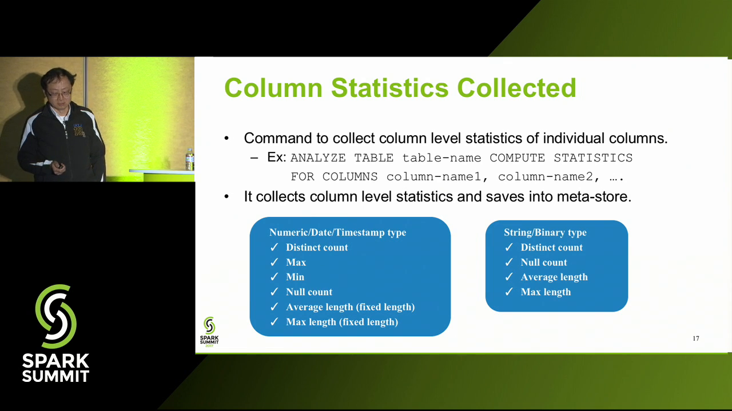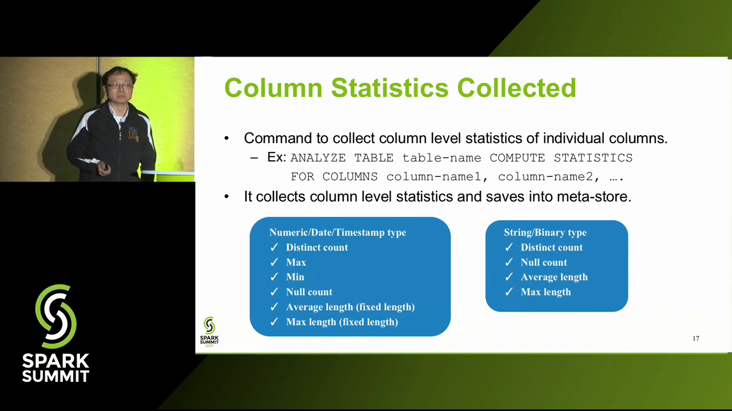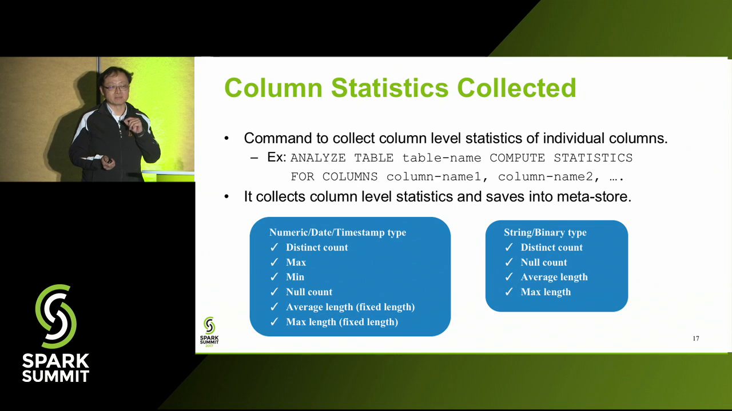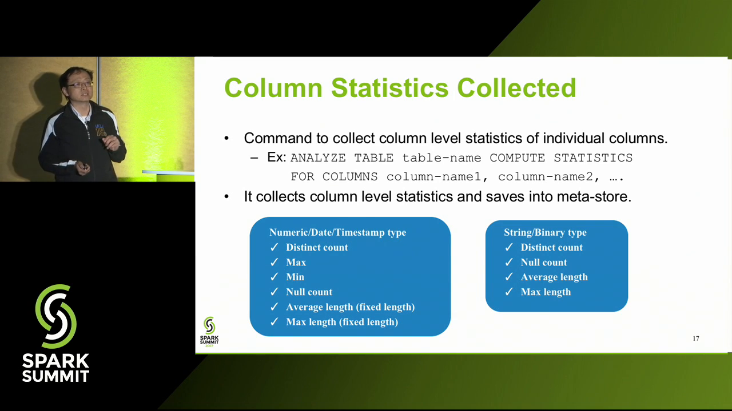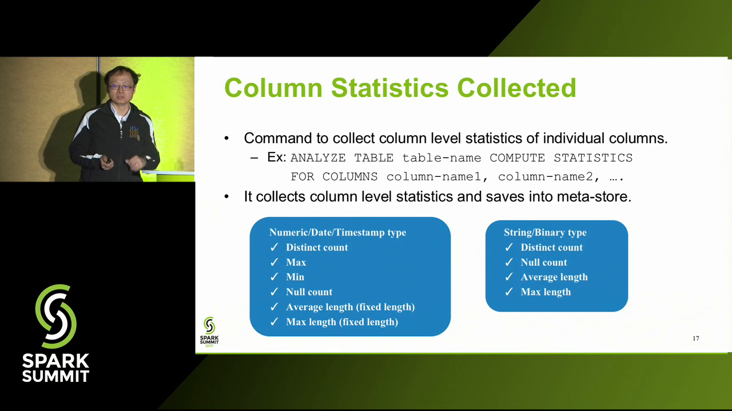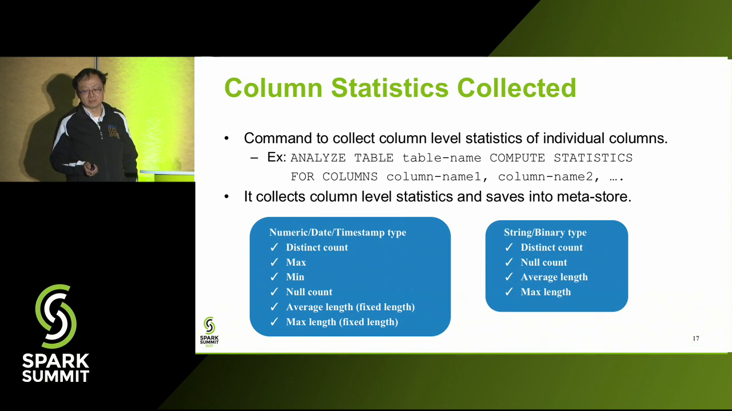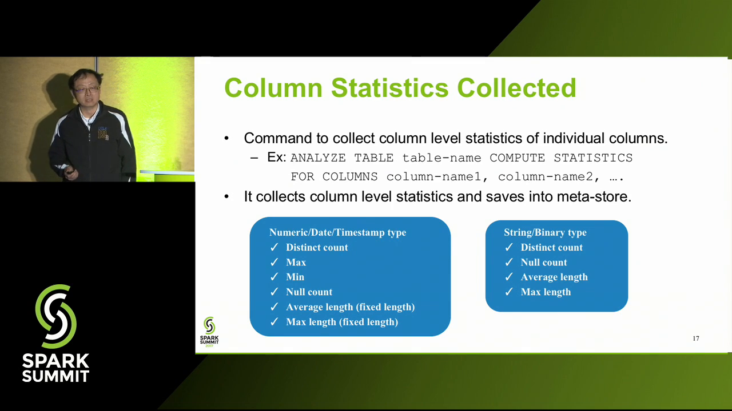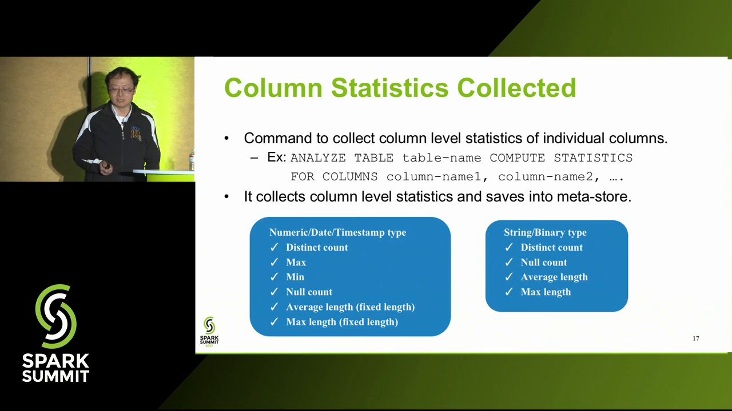As for the column statistics, we use this command, ANALYZE TABLE table name COMPUTE STATISTICS FOR COLUMNS, and then you specify the column names. Usually, you do not need to specify all the column names. You only need to specify those columns used in the filter condition, in the where predicate, or used as a join attribute, or used in the group by clause. We collect column level statistics for numeric types like integer, long, date, and timestamp: the number of distinct values, the maximum value, the minimum value, and the number of null values. For these data types, the average length is the same as the maximum length.